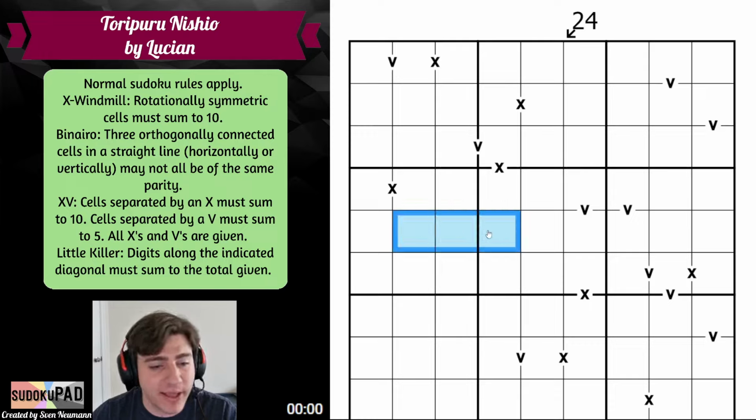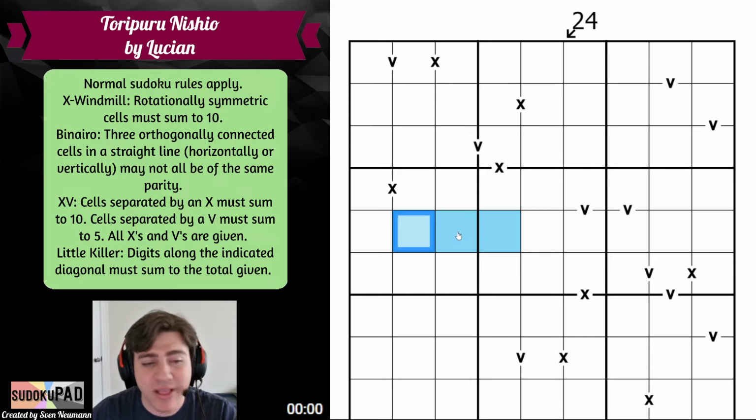So, again, what are we looking at here? Well, these three cells are orthogonally connected to each other, and they are in a straight line, as opposed to, you know, orthogonally connected like this. So these three cells must contain three digits that are not the same parity.